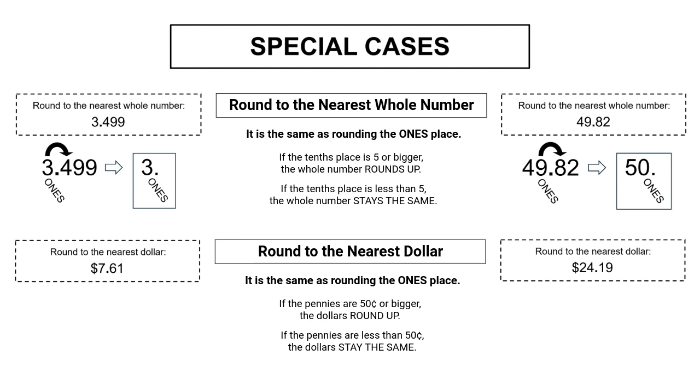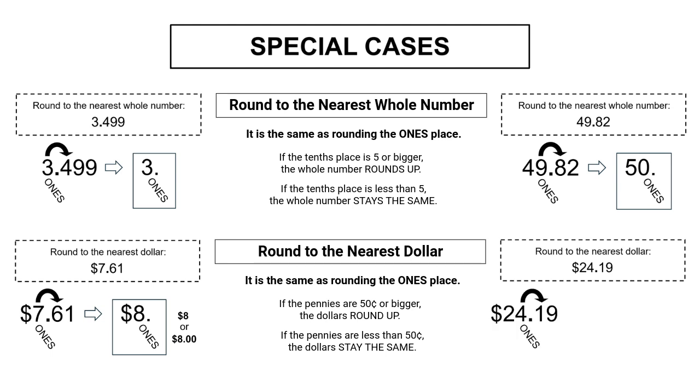So looking at the example to the left, you have $7.61. The cents is greater than 50 cents, so that means you're going to round up to the next dollar. It rounds up to $8. Looking at the example to the right, we have $24.19. Your cents is less than 50 cents, so therefore your dollars is going to stay the same. The final answer will be $24.